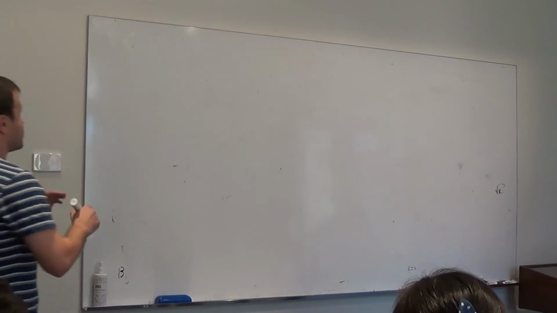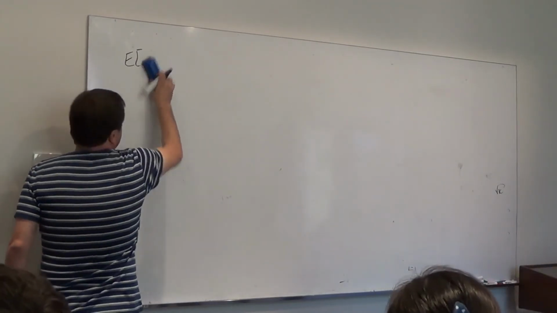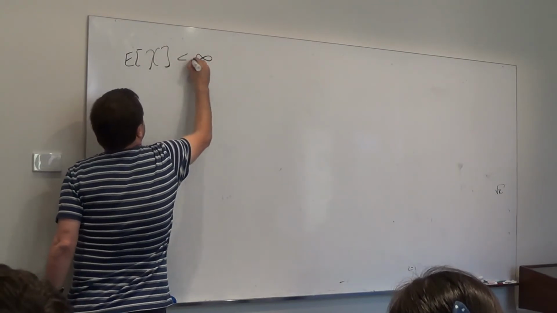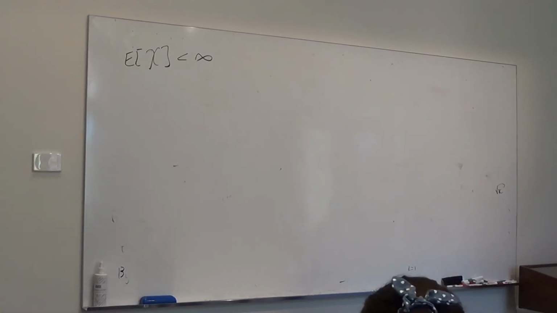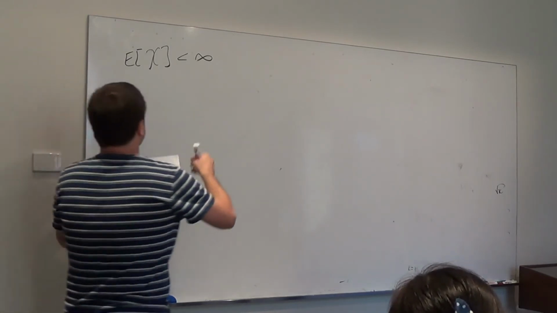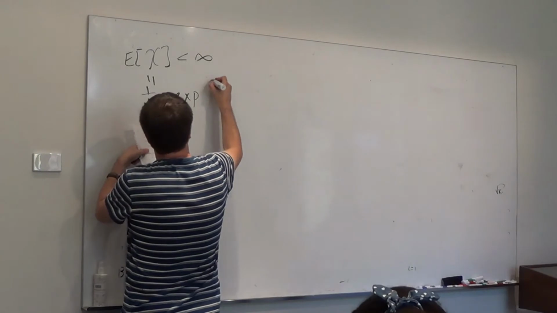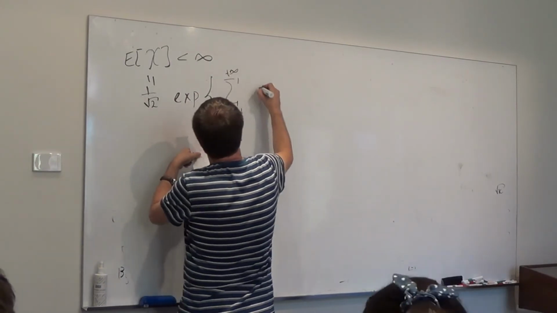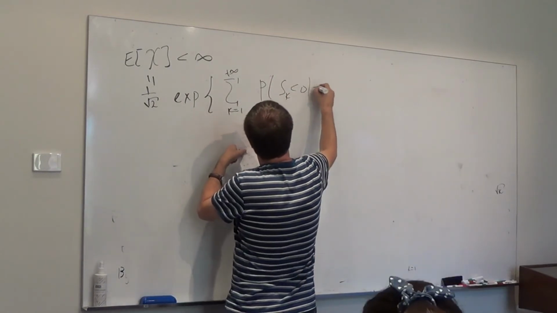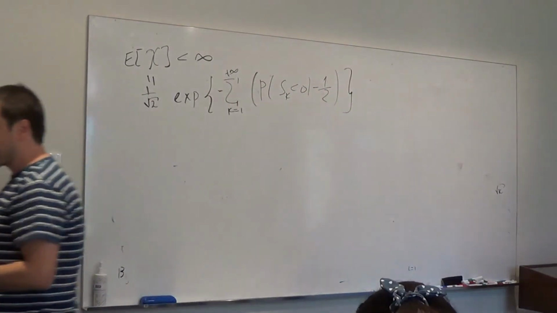Okay, so let me summarize what we did. We proved that the expectation of chi is finite under this assumption, and we obtained some expression for this expectation, which I'm going to use. So I'm going to copy this expression. That's equal to 1 over the square root of 2, exponent, the sum k changes from 1 to plus infinity, probability that Sk less than 0 minus 1 over 2. Okay, so that's my expression.